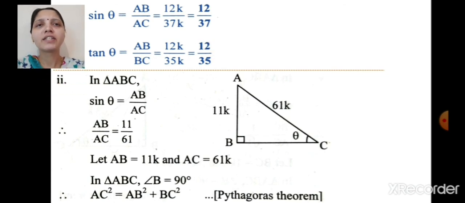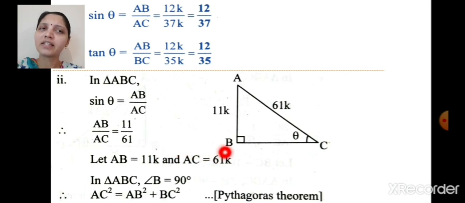Okay. So now let's see the next one, second one. In second sum, sin theta ratio is given to us. So again you have to draw a right angle triangle. In triangle ABC, angle B is of 90 degree, angle C is theta. Then sin theta will be opposite side upon hypotenuse. So opposite side of theta is side AB. So you will get your ratio as AB upon AC. AB upon AC value is 11 upon 61. Now you have to assume that AB is 11K and AC is 61K. Now I told you here K is the common multiple for both the numbers.